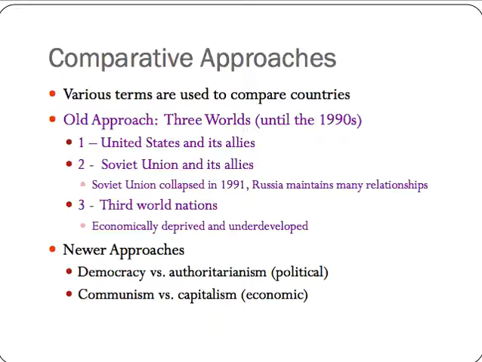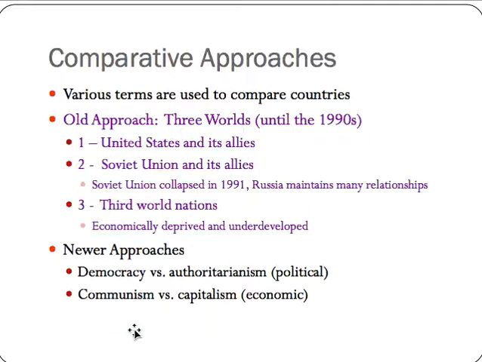So throughout comparative government, there have been different approaches. The first approach, the old approach, was the three worlds approach until about the 1990s, where they said there was the United States and its allies, and the Soviet Union and its allies, and then what they called the third world nations, so any country that was economically deprived and underdeveloped.